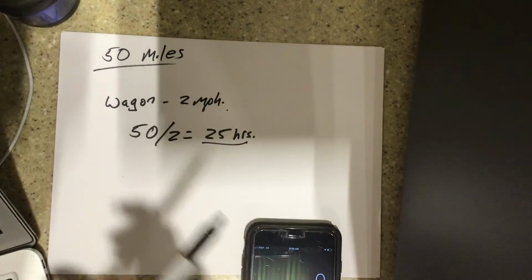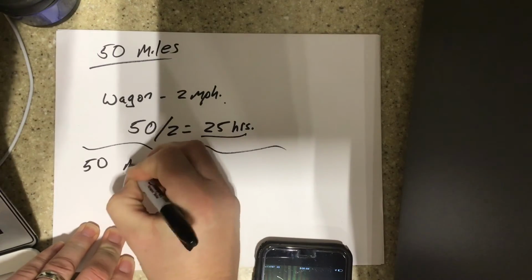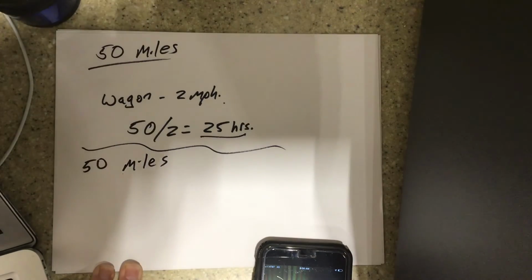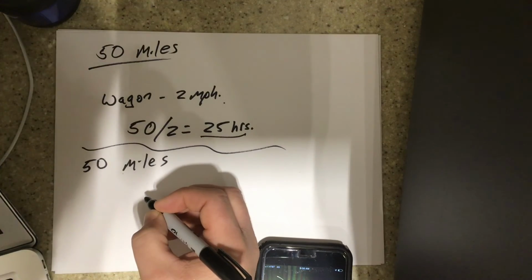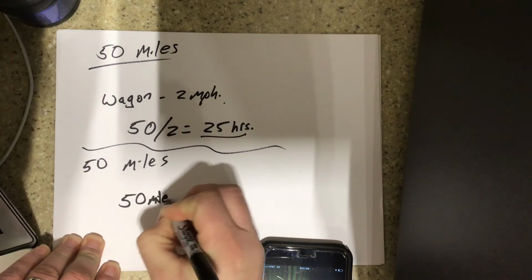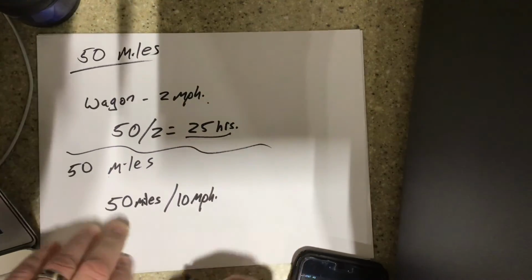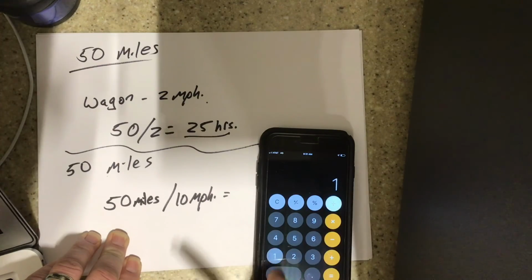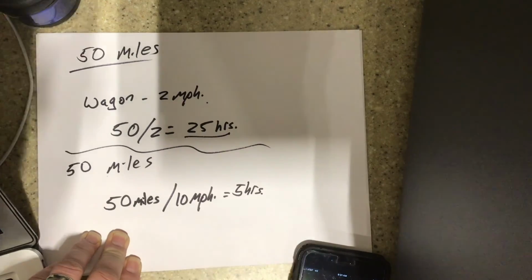All right, so let's imagine we're asked to do the same thing by train. So we're going 50 miles, and a train, according to the chart, says 15 to 20. So let's just pick 20 miles per hour. Actually, let's make it 10 miles per hour. It'll just be easier math-wise. So we're going to go 50 miles, and we're traveling 10 miles per hour, right? And then you divide them. So you go 50 miles divided by 10 miles per hour equals 5 hours.